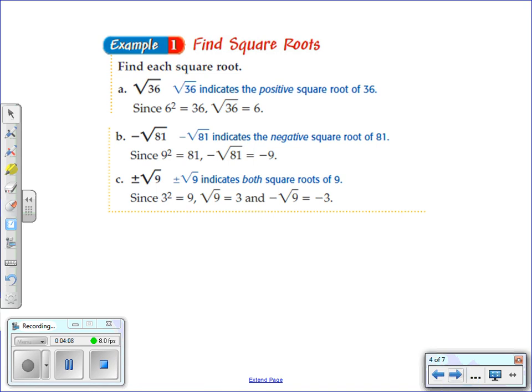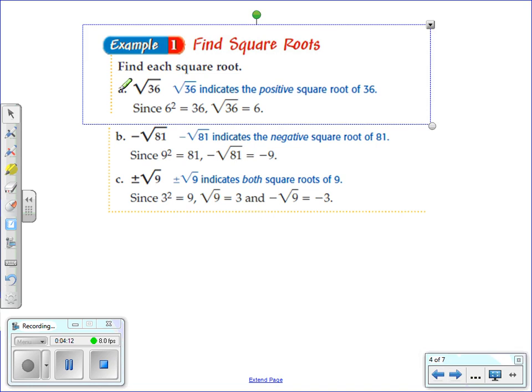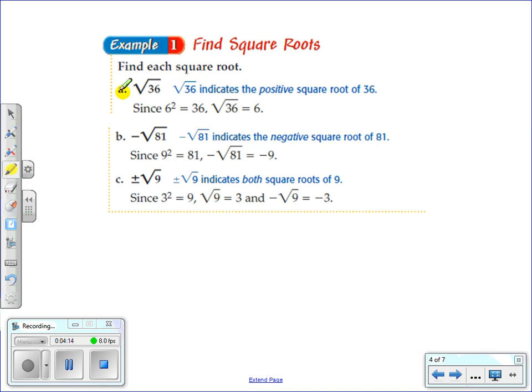So we're going to be finding the square root. Let's look at problem A. The square root of 36. Okay, so what's the positive square root of 36? Since 6 times 6 is 36, the square root of 36 is 6. It's pretty easy, right, guys?